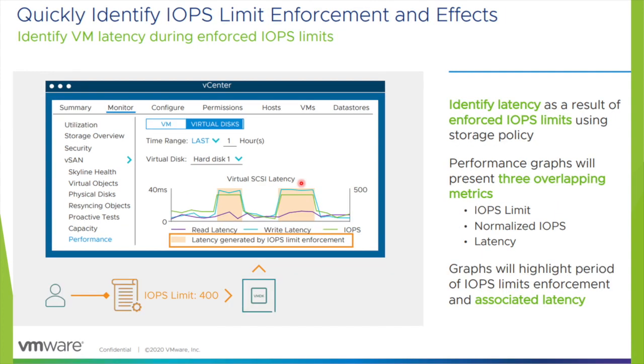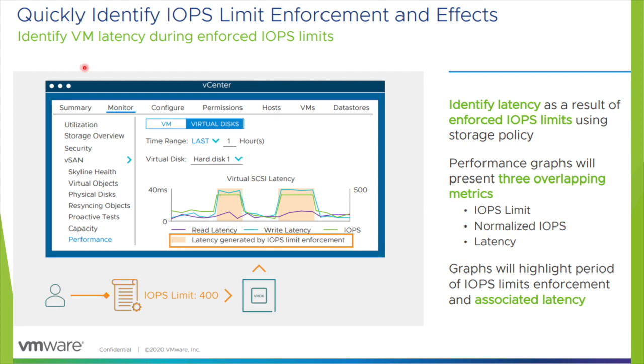Okay, so this is another great feature. VMware vSAN allows you to restrict the IOPS. So we can quickly identify IOPS limit enforcement and its effects, and we can actually use this feature to see what is the effect of limiting these IOPS.